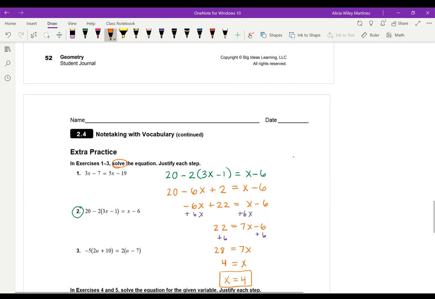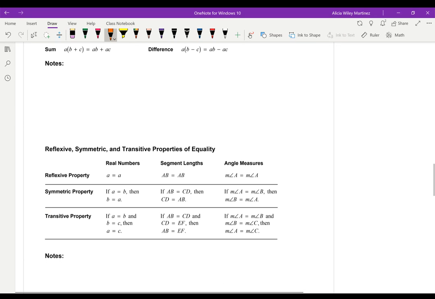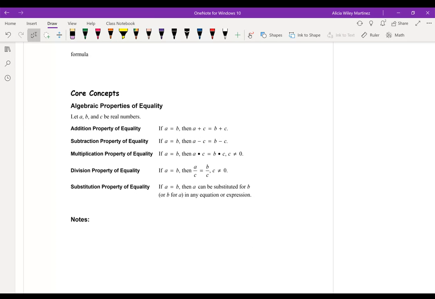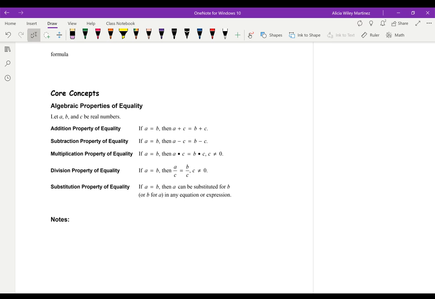In section 2.4, it's all about solving equations, but not only solving them, but giving reasons for what you are doing in each step. So I'm going to take a moment and go over these algebraic properties of equalities. These are properties that we use all the time. We just don't really give them a name. And I actually did them in some of the example that I just did.